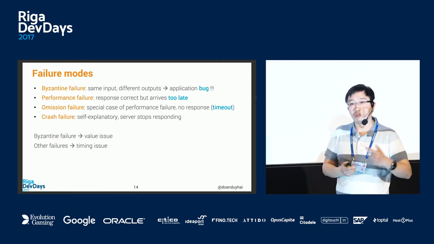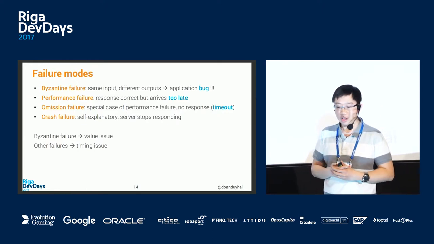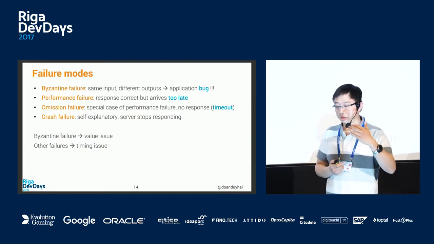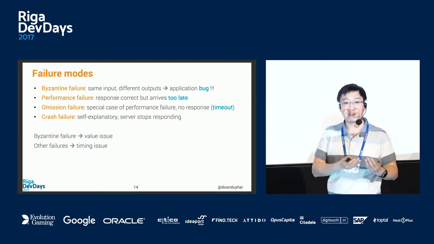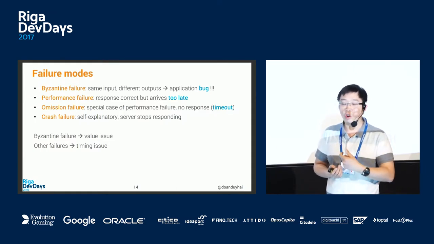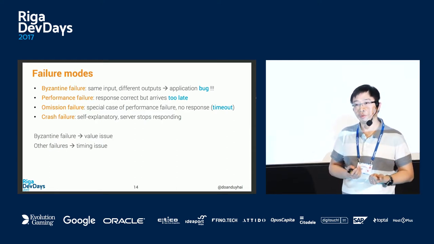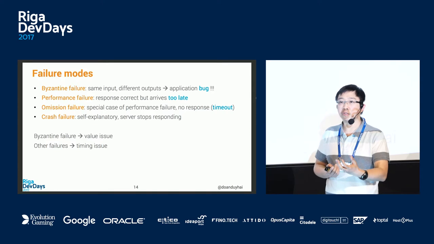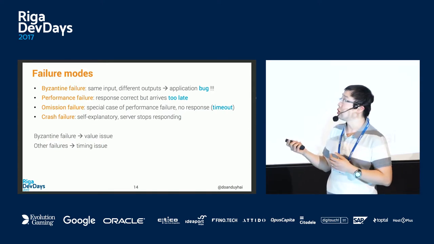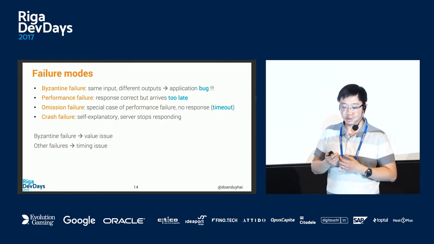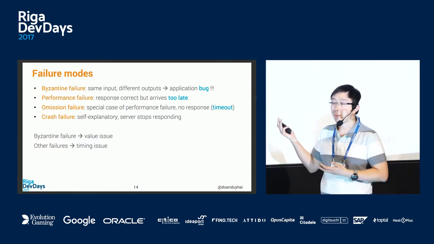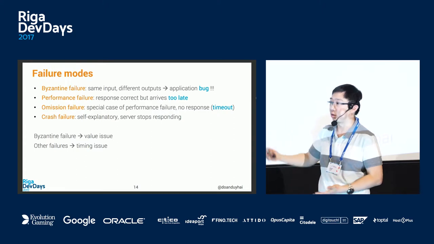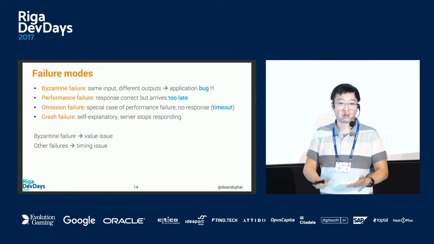We talk about time, ordering, latency. Let's talk about failure. In distributed systems, we have some categories of failure. So you have Byzantine failure. It means that your application doesn't behave correctly and you have bugs. So you send a request and the value you receive is incorrect. You can have performance failure, in the sense that the response arrives too late. Omission failure is a special case of performance failure. In this case, the response doesn't arrive at all, so you reach a timeout. And of course, you have the crash failure where the server serving the request just crashes.